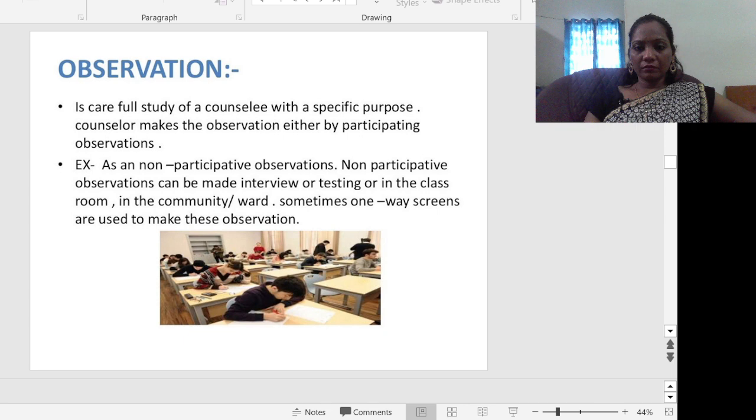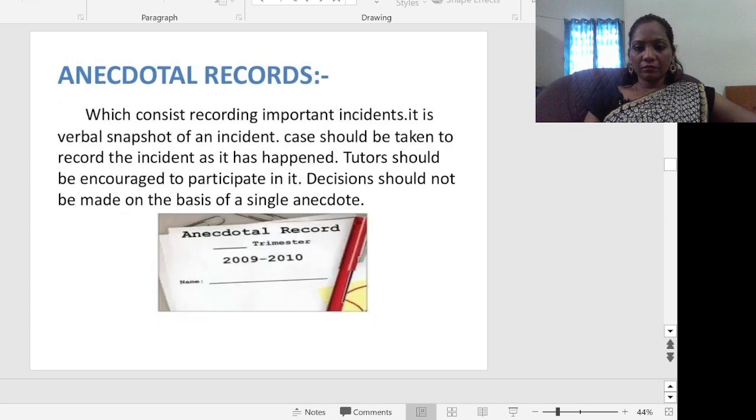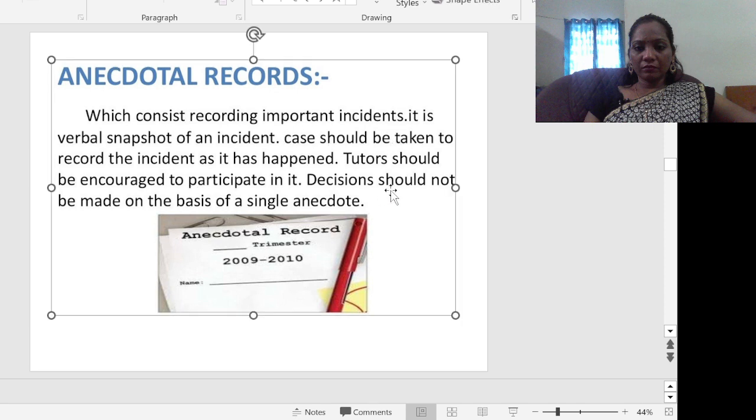So the next method is anecdotal records. Anecdotal records consist of recording important incidents. These records are maintained at college and school level. When a student enters a school, a college, or a professional course, we record all their incidents, like if they have done something wrong or unethical. All these things we record. So it is a verbal snapshot of an incident.